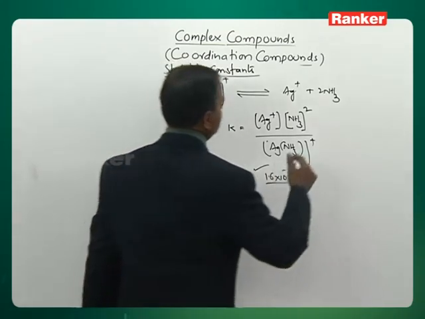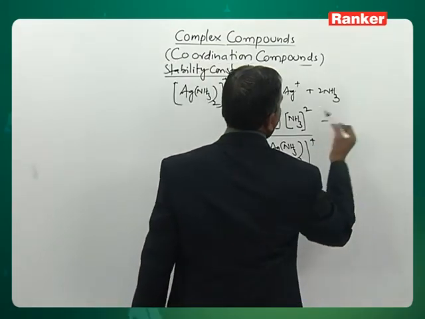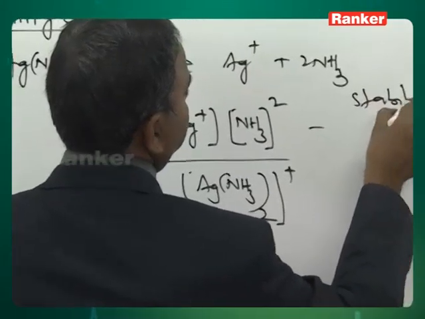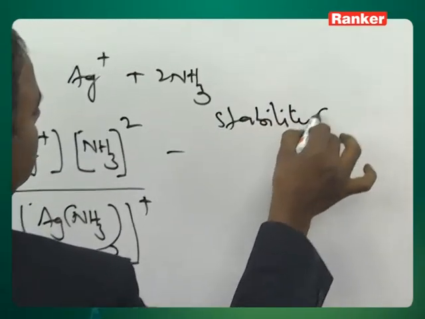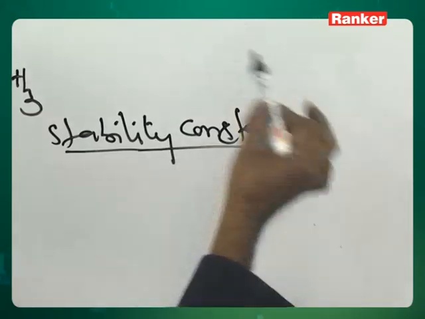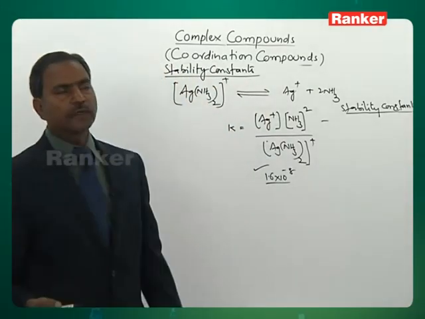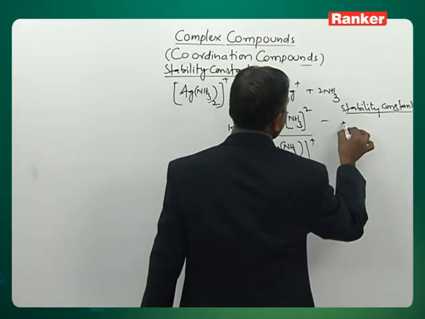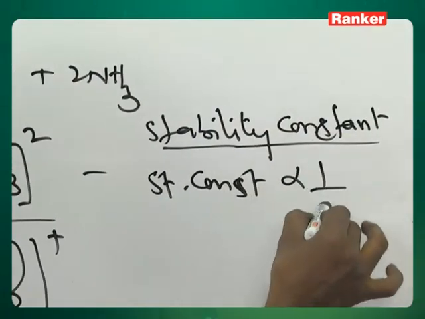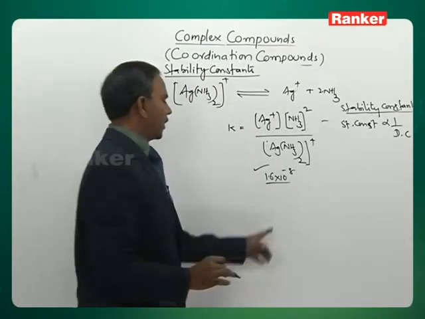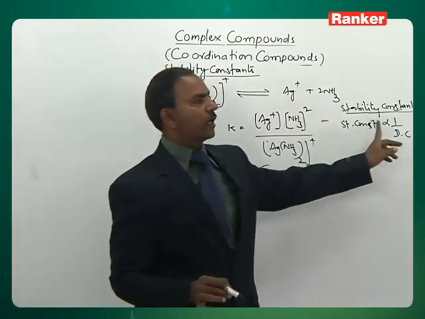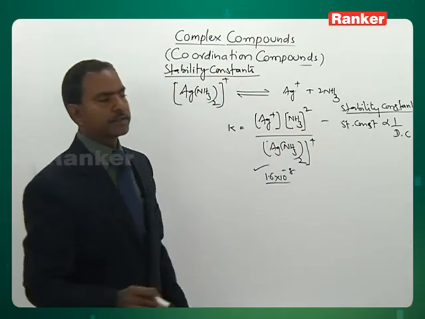Let me give the first definition of stability constant. The stability constant is inversely proportional to the dissociation constant. As was said, if the dissociation constant is very small, stability is more. So the stability constant is inversely proportional to the dissociation constant.